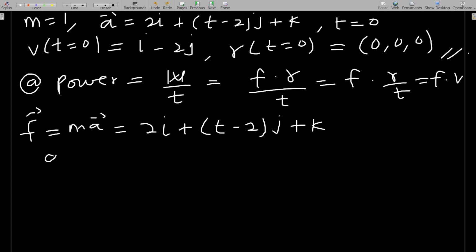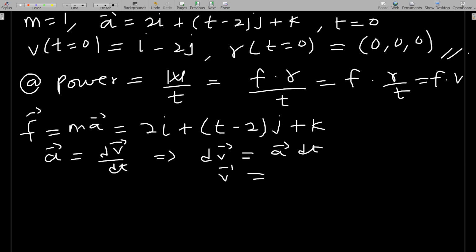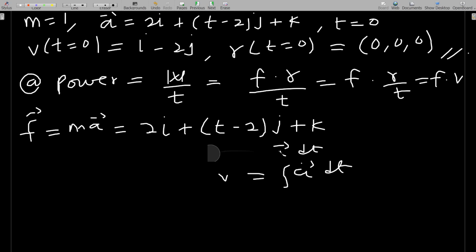Then your velocity. Let me work this out for you. We know that a is the derivative of velocity, so this implies that dv is equal to a dt. This shows that v is equal to the integral of a with respect to t. Remember that. And also we know that v is equal to dr/dt, which implies that r is the integral of v with respect to t.